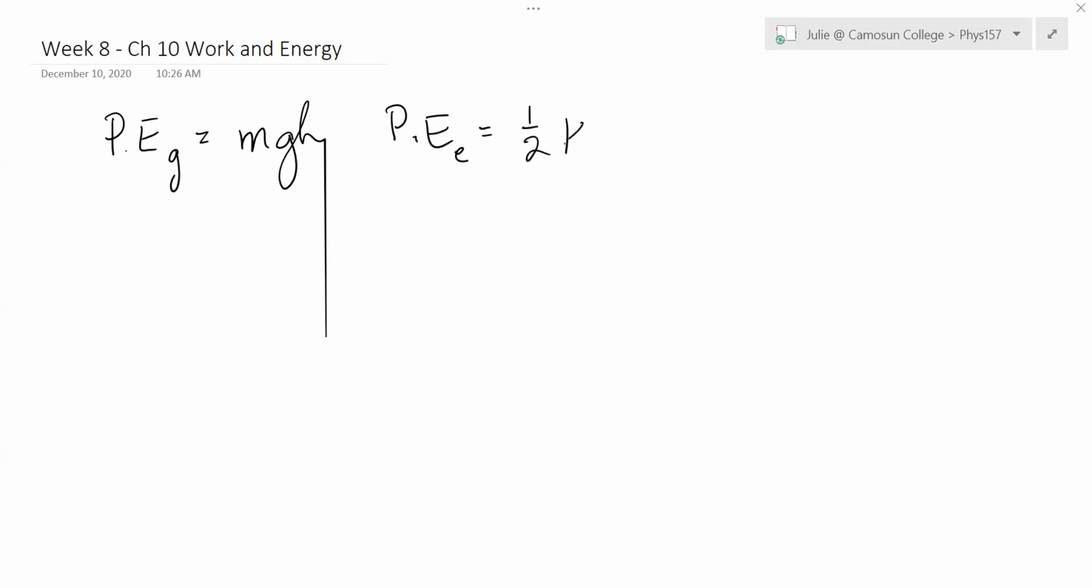So this chapter is all about work and energy. Some of these formulae you should have seen in previous physics courses, but we'll just quickly go over them. For the potential energies, you'll use the gravitational potential energy, mgh, and for elastic, 1/2 kx squared. Kinetic energy is defined to be 1/2 mv squared.